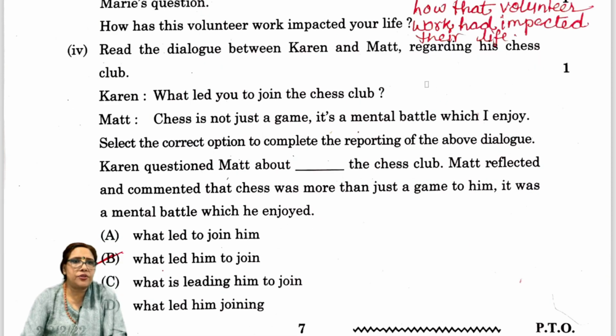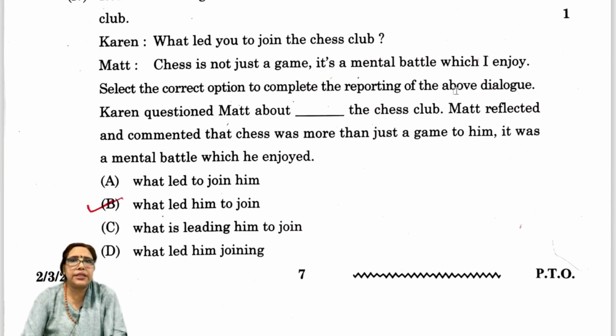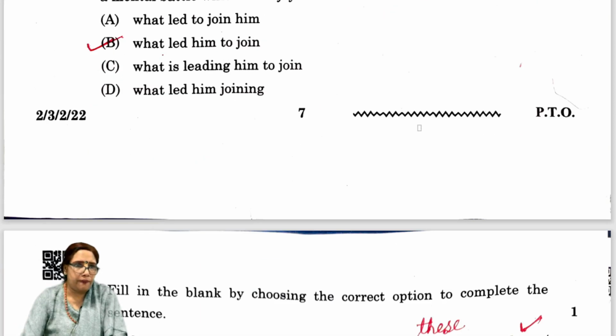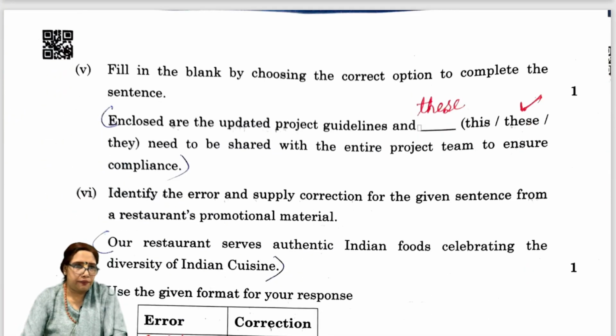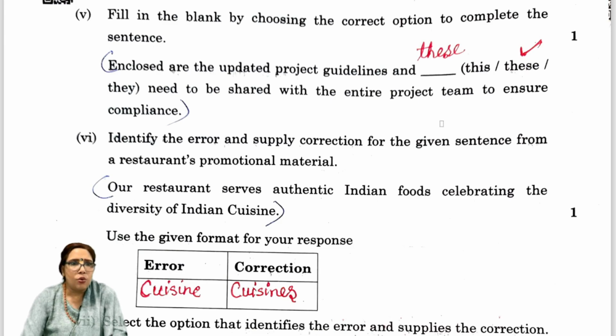Now read the dialogue between Karan and Matt regarding his class club, and the answer to this was in MCQ form, and the correct answer is part B, what led him to join. Now we come to part 5. Fill in the blank by choosing the correct option, and out of these options your answer is these. Why? Because it is written enclosed are the updated project guidelines. Now with guidelines you should be using these, not this.